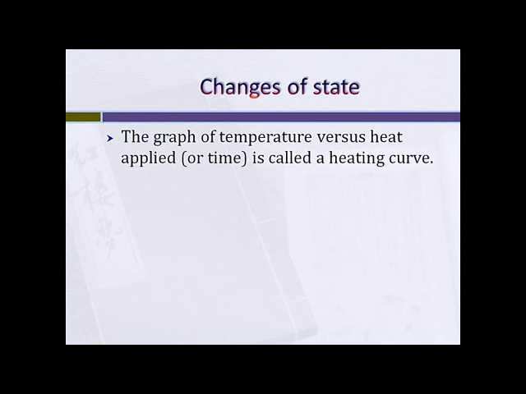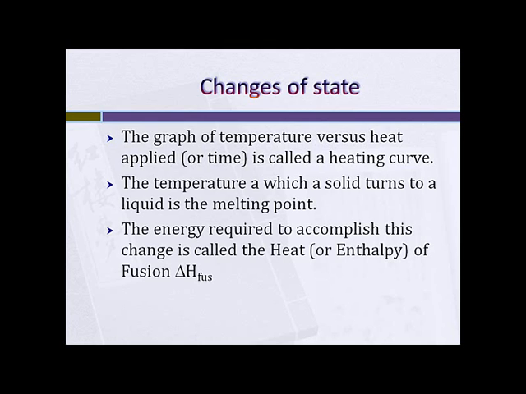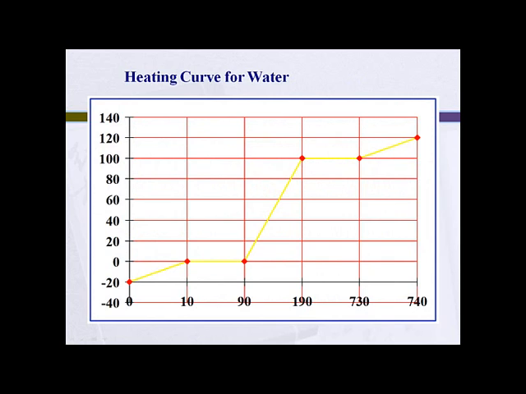Now, the graph of temperature versus heat applied, or time where heat is being applied at a constant rate, is called a heating curve. And the temperature at which a solid turns into a liquid at 1 atmosphere pressure is defined as the melting point, and the energy required to accomplish this is called the heat, or the enthalpy of fusion, delta H FUS.